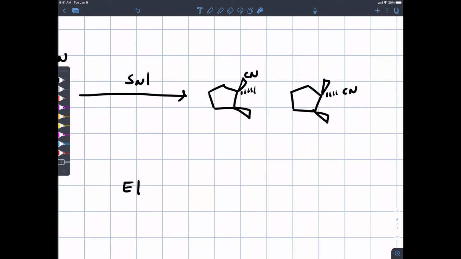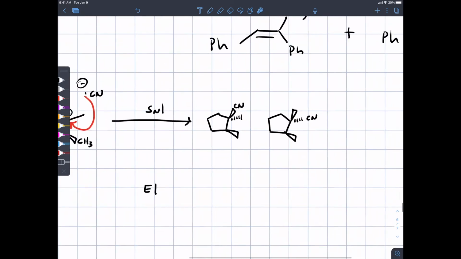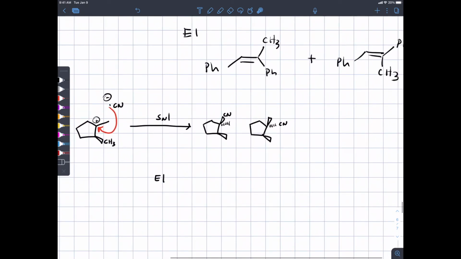That's a subtle point, not a major one, and I'm not going to ask you which one dominates, but it would be incorrect to draw the product as follows. It would be incorrect to draw the product like this with the plus or minus, because that indicates that your products are enantiomers and they're not.